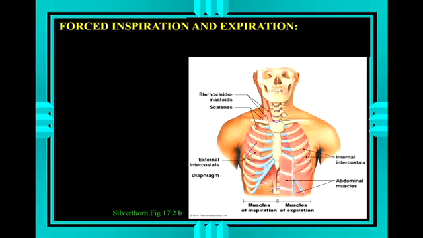well as the internal intercostals, which are going to force the rib cage inwards more than normal. Now again, they're only relevant in forced inspiration and expiration, but they do explain that process. Everyone happy with that?